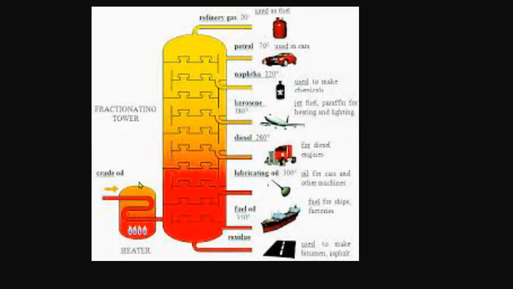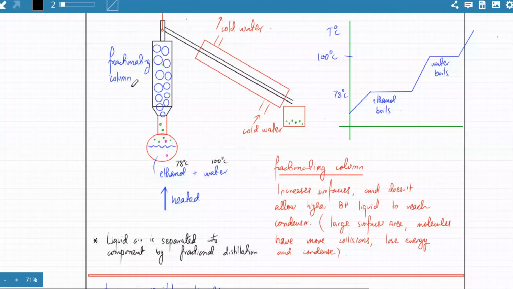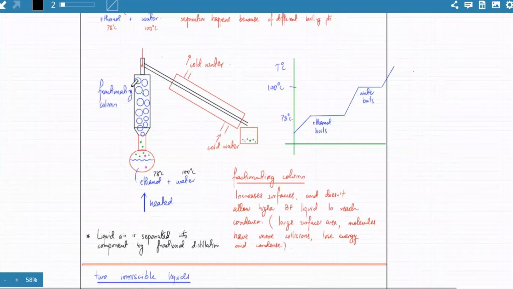They do something similar to fractional distillation, which is that they heat it up and they condense it at different temperatures. At the bottom there's residue which is used for roads. You've got fuel oil for ships, waxes, petrol for cars. All of these things are obtained from the black colored crude oil that's obtained from the Earth's crust. So that's another application which we're going to study much later on when we study organic chemistry.